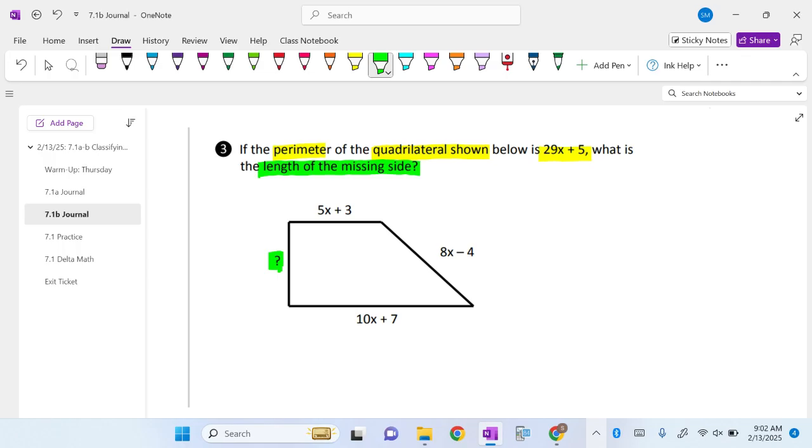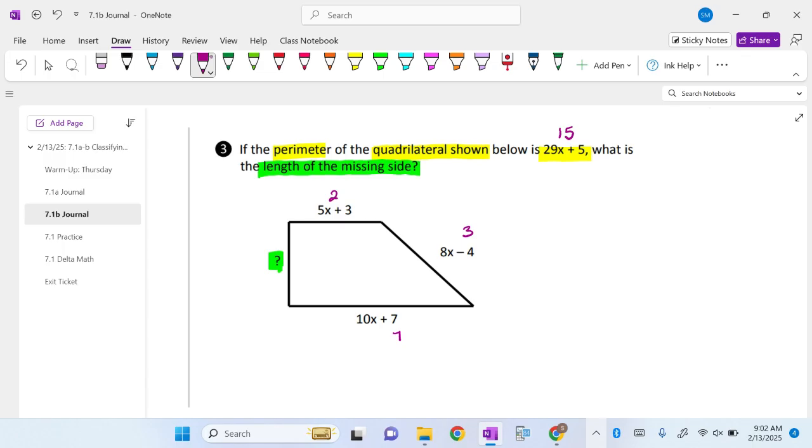So hypothetically, and don't write this down, let's say the perimeter was 15 and the lengths of those sides were 2, 3, and 7. How would you use that knowledge to find the missing side? What would you do? Add up all the sides that they give you, subtract it from the perimeter. So that's exactly what we're going to do.